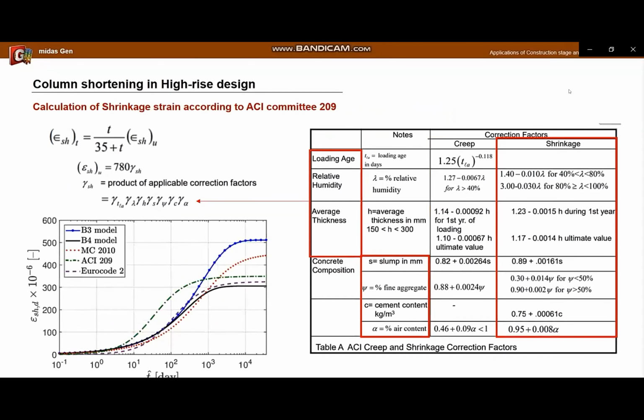The following is the calculation of dry shrinkage strain. The formula below is for the calculation of a dry shrinkage strain according to ACI. The strain is also calculated by multiplying the time function by a correction factor. The correction factor is the same as creep.